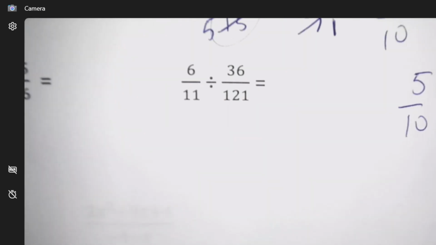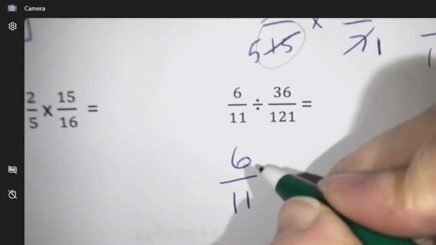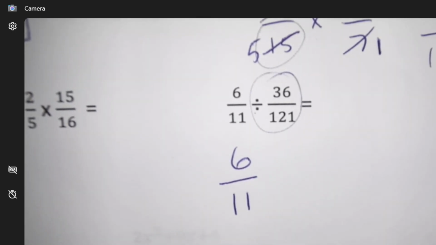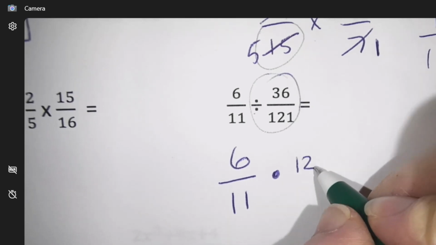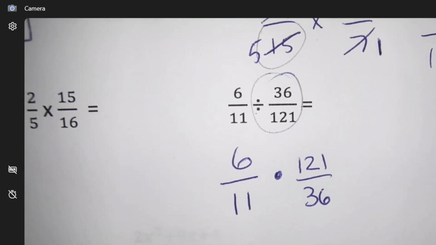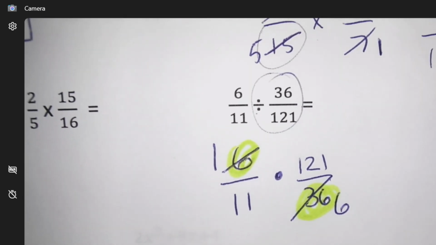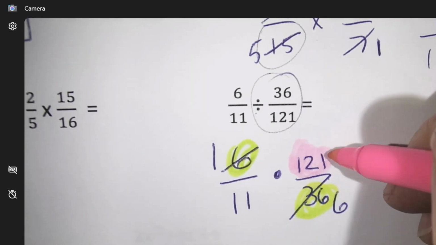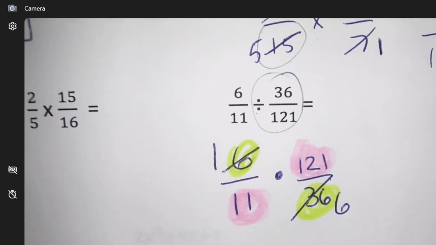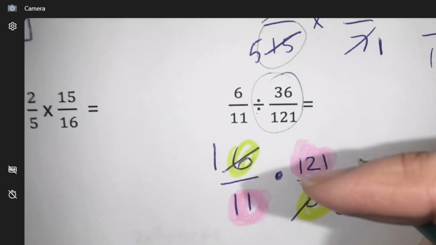Okay, this is all flowing back into your brain from your junior high days here. I'm going to skip to a division one. So anytime you see divide by a fraction, you multiply by the reciprocal. Dividing by this fraction means I could multiply by its reciprocal. I'm going to do the cancel before I multiply. So there's a 6 and a 36. What could they both be reduced by? 6. So causing a 1 and a 6. There's a 121 and an 11. They could divide by 11.